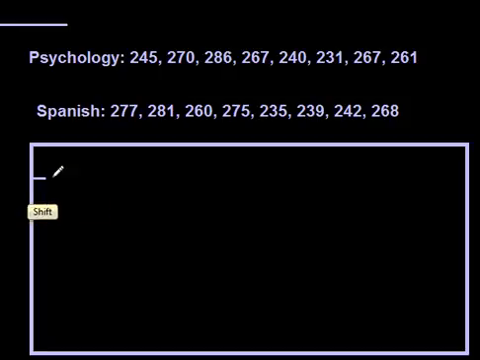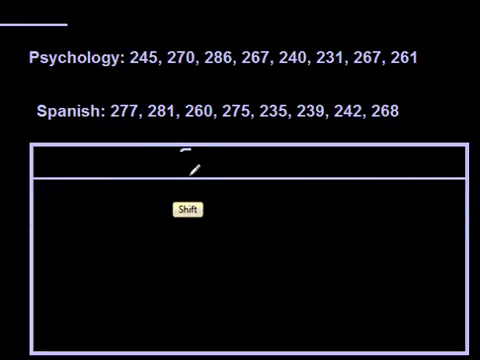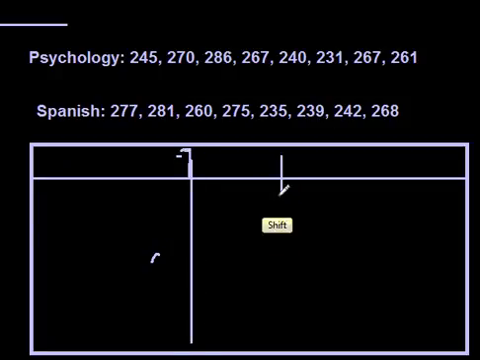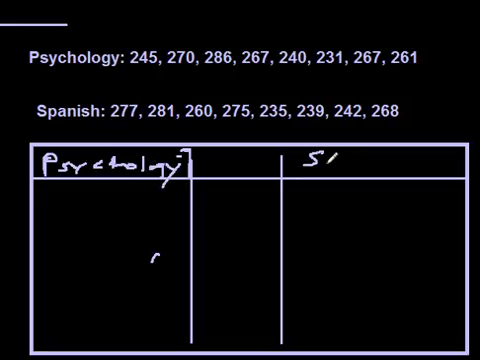All right, back on track here. Something's going on. It's not working. All right. So let's call this side my psychology course. And let's call the other side my Spanish course, students. And down the middle, I'm going to call these my stems. So I got my stems down the middle.